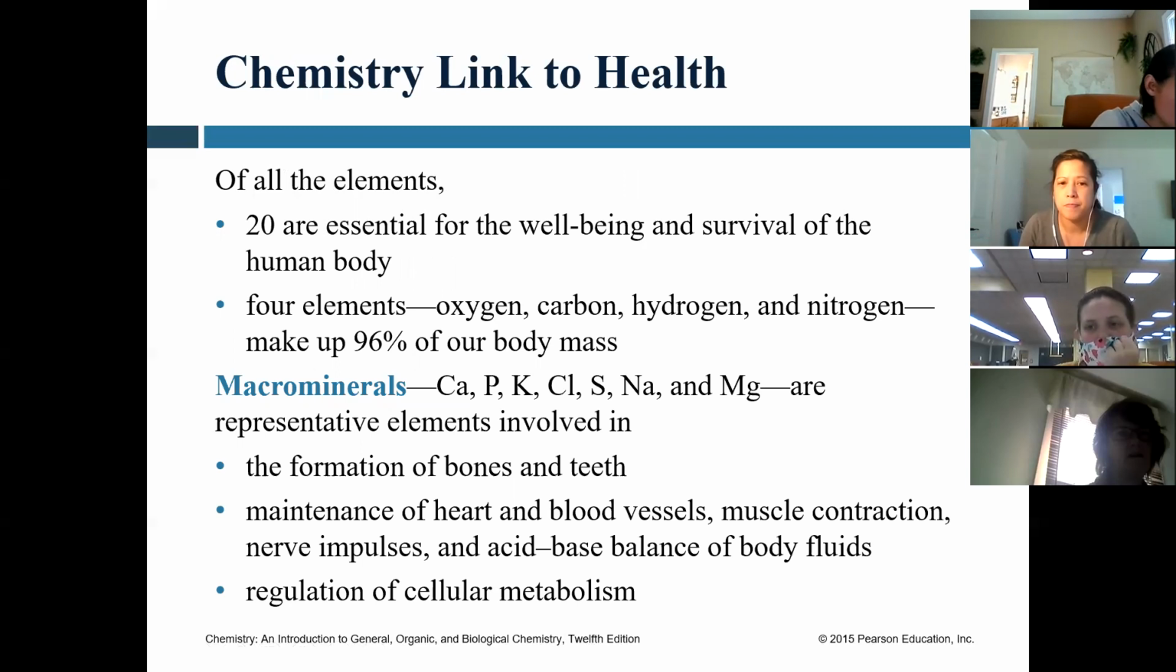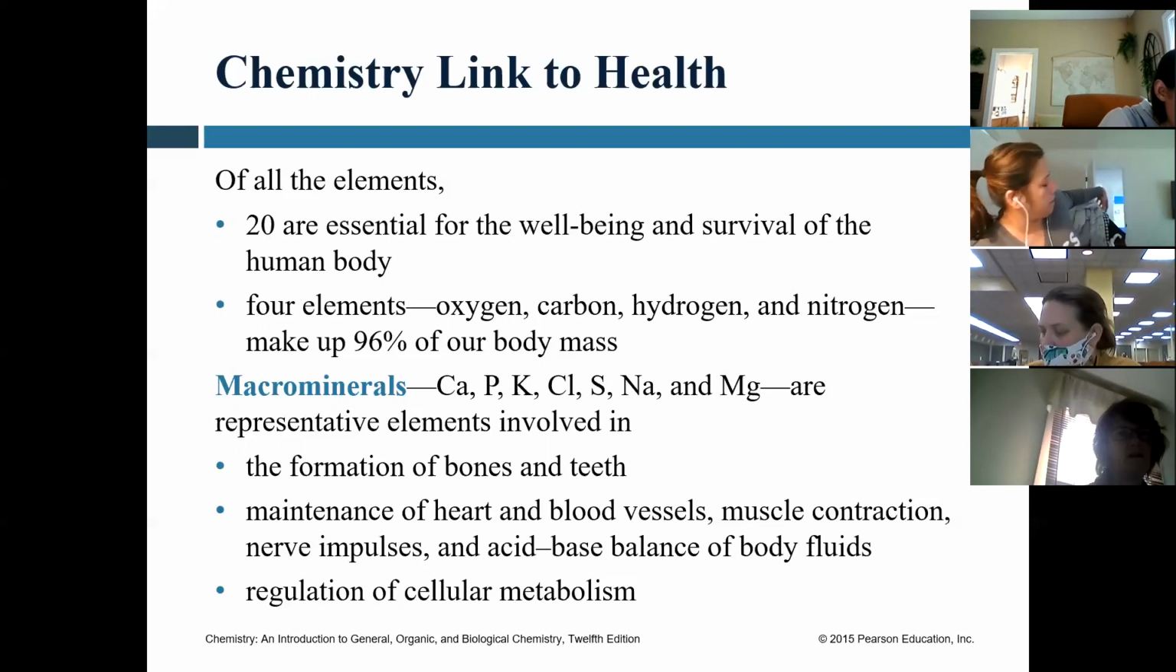So of all the elements that we see on the periodic chart, 20 of them are essential for the well-being and survival of the human body. There are 4 elements that make up 96% of our body mass, which are carbon, hydrogen, oxygen, and nitrogen. We are going to spend a lot of time on carbon, hydrogen, and oxygen later on in the semester when we get into organic chemistry. When you find materials that have carbon in them or carbon and hydrogen in them, you're dealing with hydrocarbons. That's organic chemistry. There are these things called macro minerals.